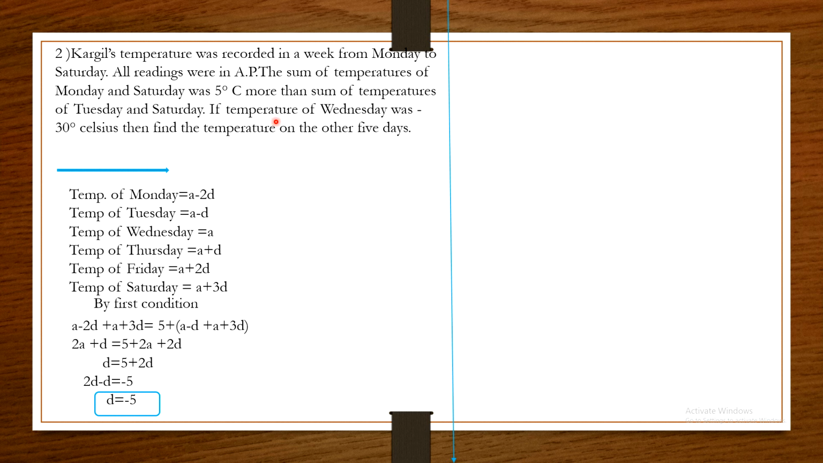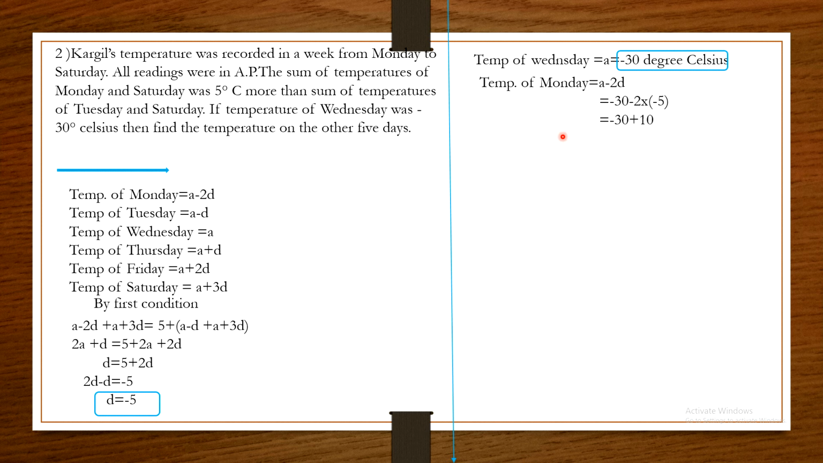Also note that the temperature of Wednesday is given, that is -30 degrees Celsius. Wednesday's temperature is a, which means the value of a is given. If we put the value of a and the value of d in all days, we will get the temperature of all the other days. The temperature of Monday is a - 2d. By putting these values, we get -30 + 10, which is -20 degrees Celsius.